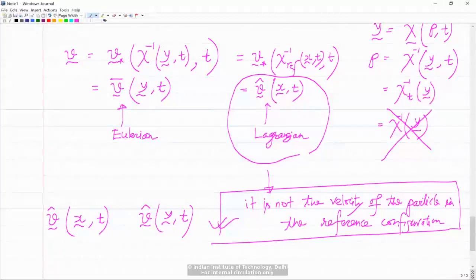Whereas in the Lagrangian description, when you fix x, that is equivalent to fixing particle. When you fix y, it is not equivalent to fixing particle. Isn't it? Because when you take the inverse, at different time, inverse of y will give you different particles. So that's why fixing y is not equivalent to fixing particle. Fixing y means you are fixing a point in the space, and at different times you will have different particles passing through it.